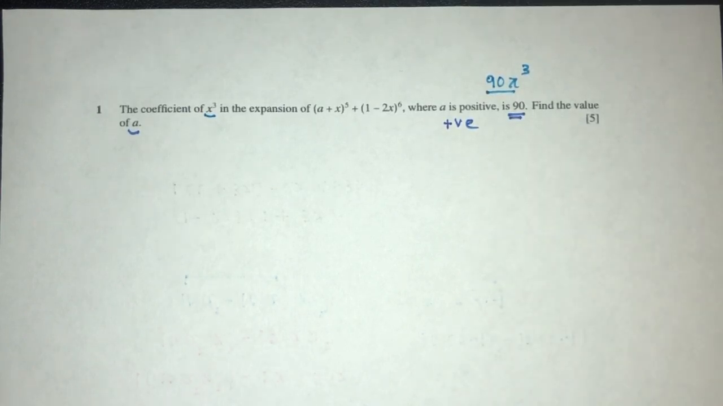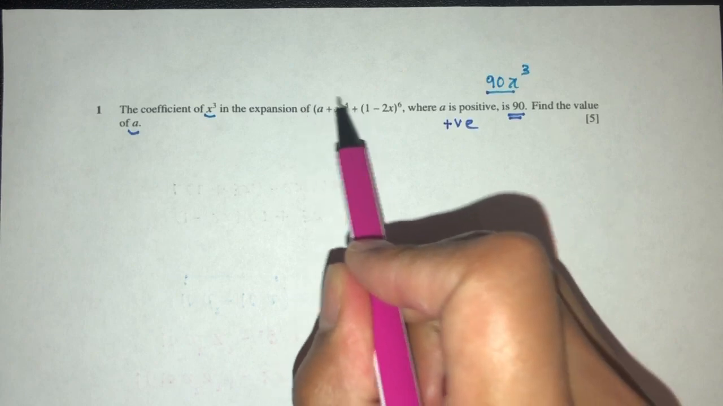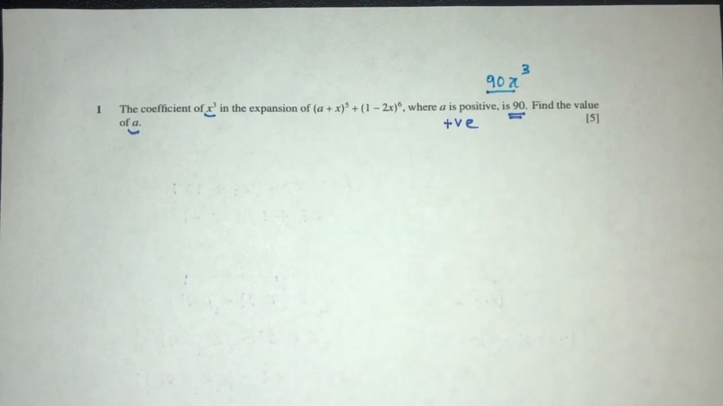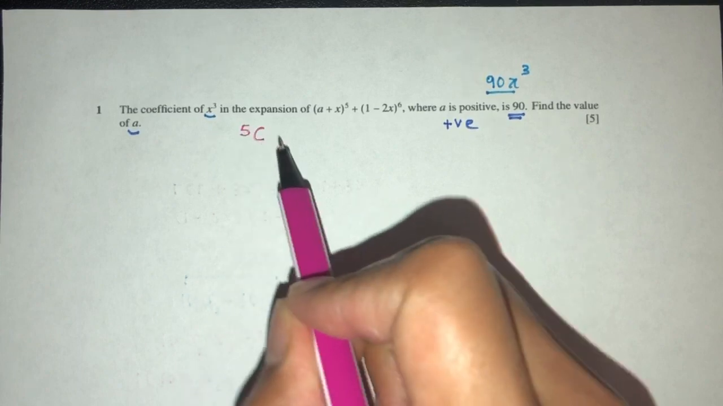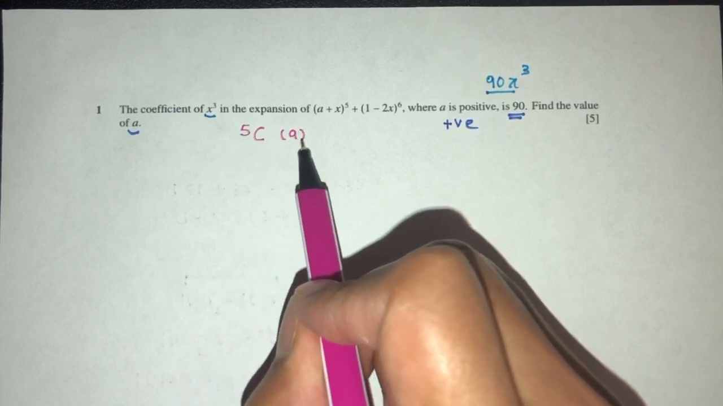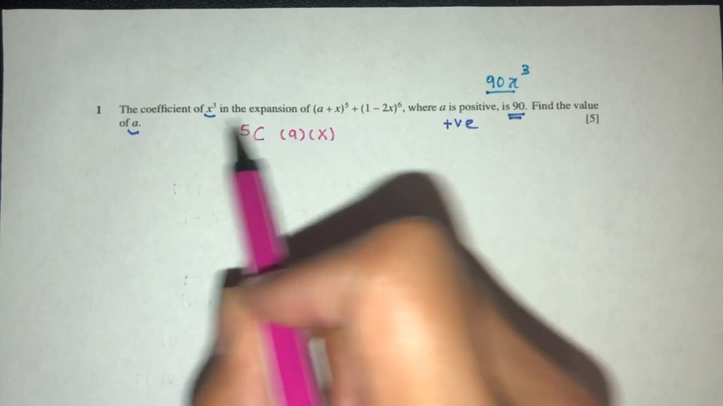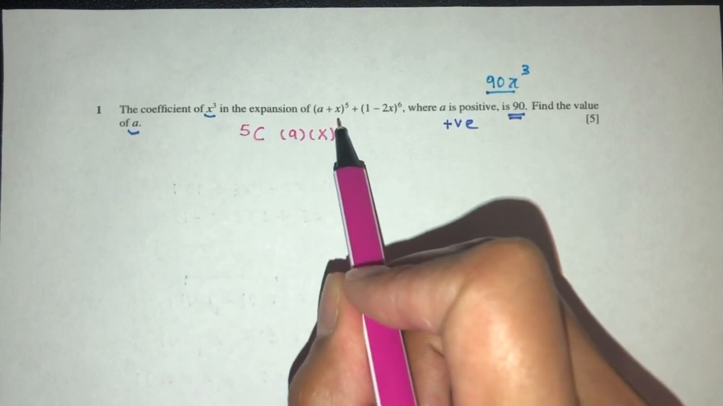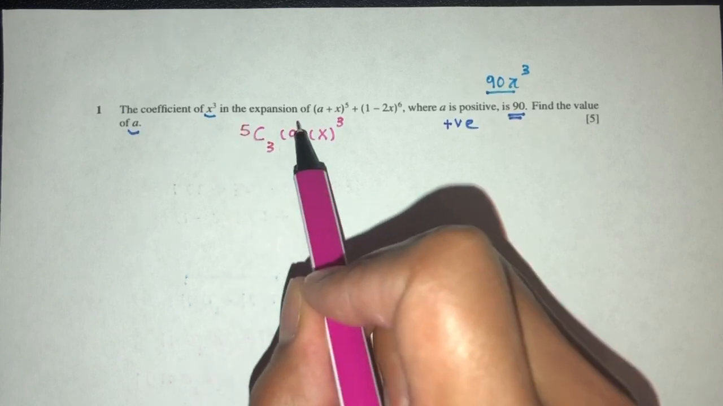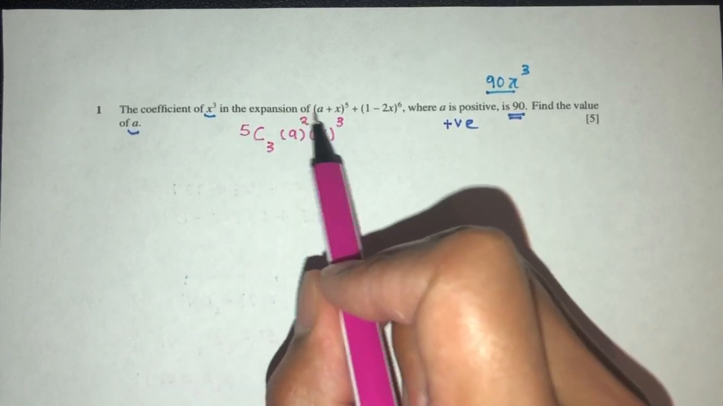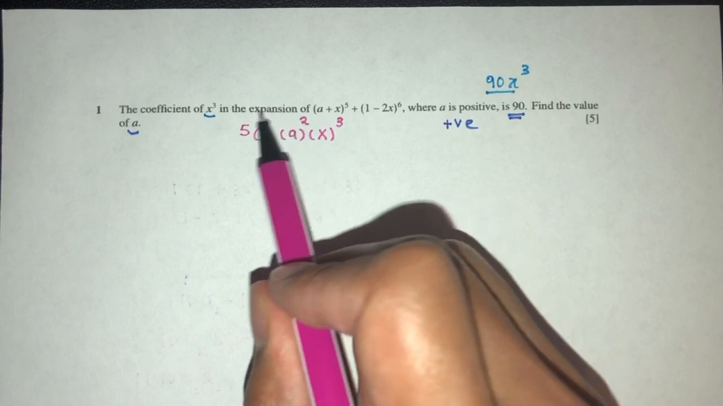Step by step, from here we can expand everything, or we can choose the term in x cubed. For example, that will be 5 choose something times a, and here we have plus x. Now for it to become x cubed, we have to have power 3 here. If this is 3, this will be 3 as well. 5 minus 3 is 2. So in this expansion, the term in x cubed will be this one.